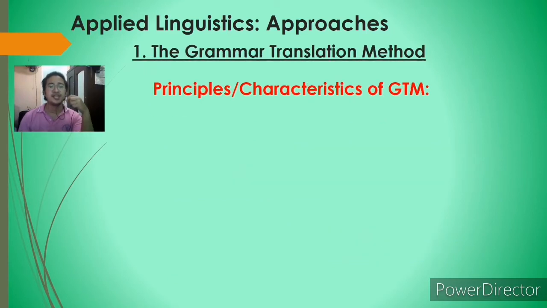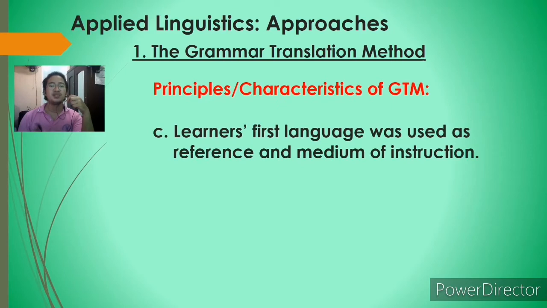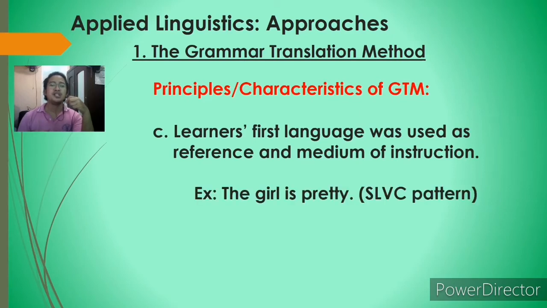In the grammar translation method, the first language is maintained because it is used as the learner's reference in the acquisition of the second language. Example, in English, we have the SLVC pattern that will serve as our guide to make a simple and comprehensible sentence. That the subject must come first before the linking verb, followed by a word that complements the subject or a word that tells something about the subject. The girl is pretty. The girl is the subject, followed by a linking verb is, then the word pretty that tells something about the girl.